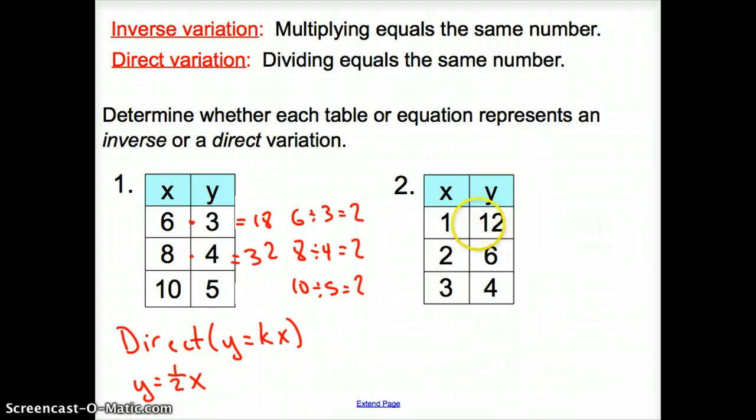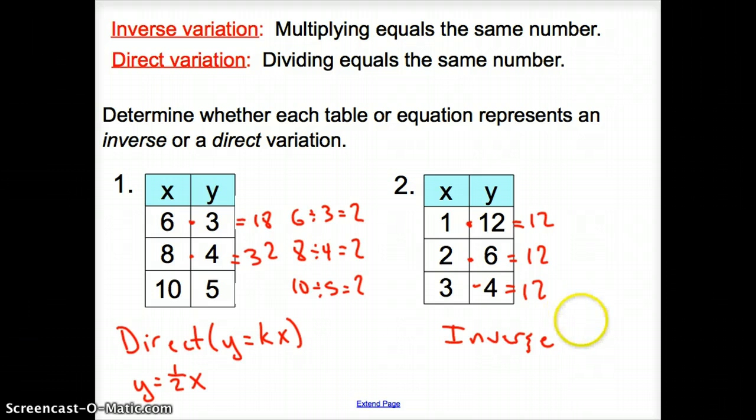Number 2, again, start by multiplying. See what that gives us. 1 times 12 is 12. 2 times 6 is 12. 3 times 4 is 12. So it must be inverse variation.